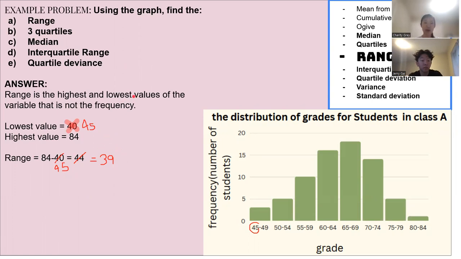So why do we want the highest and lowest values of a variable that is not the frequency? Pause the video and tell your teacher the answer if you know what it is.